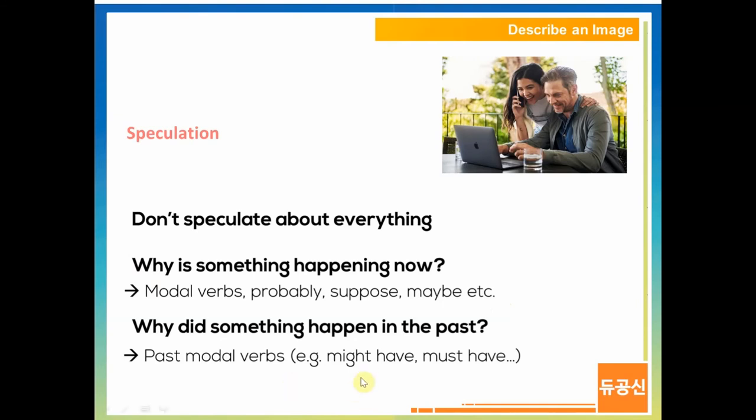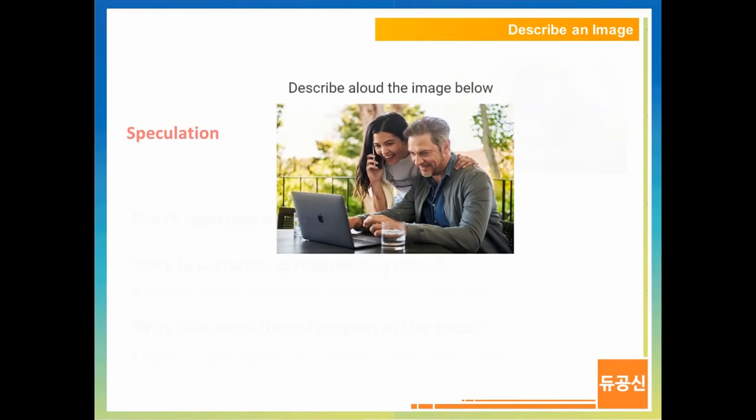Also past modal verbs: might have, must have. They must have seen something. They might be looking at something interesting. Okay? So let's take a look at what that looks like. They might be excited about what they are seeing because, and here's where we explain their body language, she's leaning forward and smiling while talking into the phone.